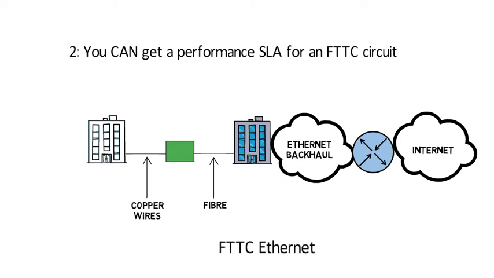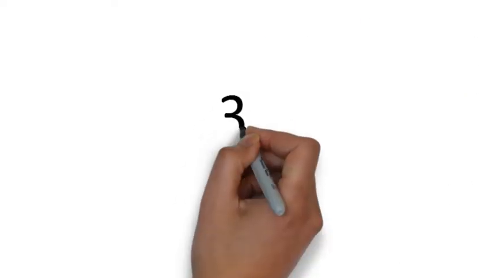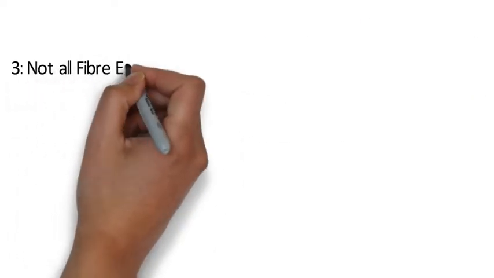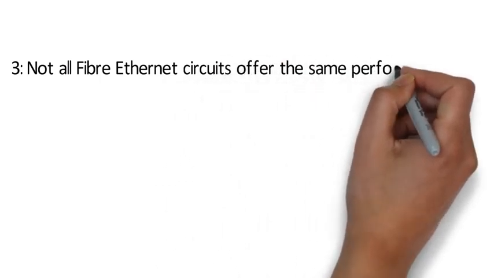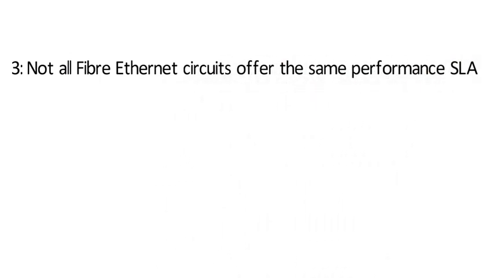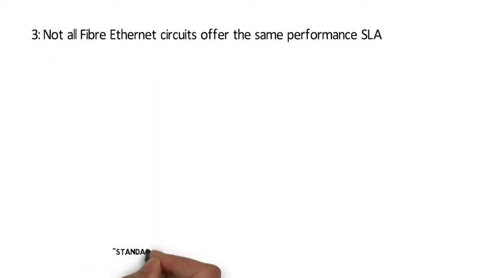This type of connection is called FTTC Ethernet. It's priced slightly higher than your typical broadband, but you get much better quality and an SLA-backed service. Fact 3. Dedicated fiber Ethernet or lease lines have long been known to offer the best SLAs, but not all fiber Ethernet circuits offer the same level of performance.